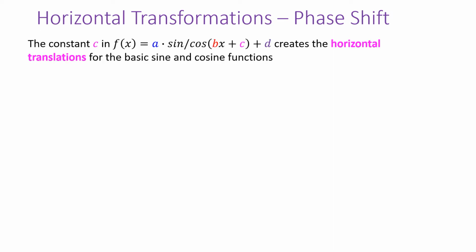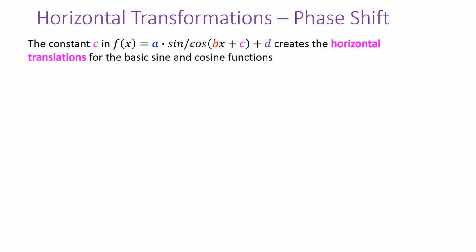Let's talk about phase shifts. These are really just your horizontal transformations, but this is the part of graphing that gives people trouble. The constant C in that general formula, A times sine or cosine of bx plus C, plus D, is what creates the horizontal translation. Okay, so C isn't all by itself the phase shift, but it creates it.